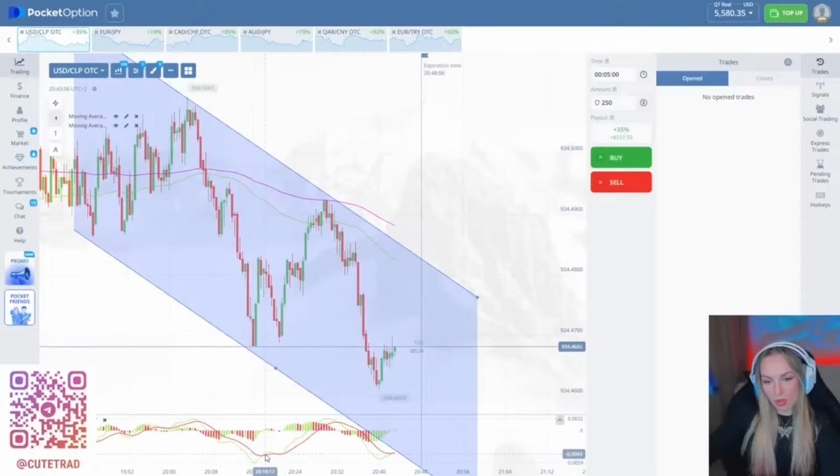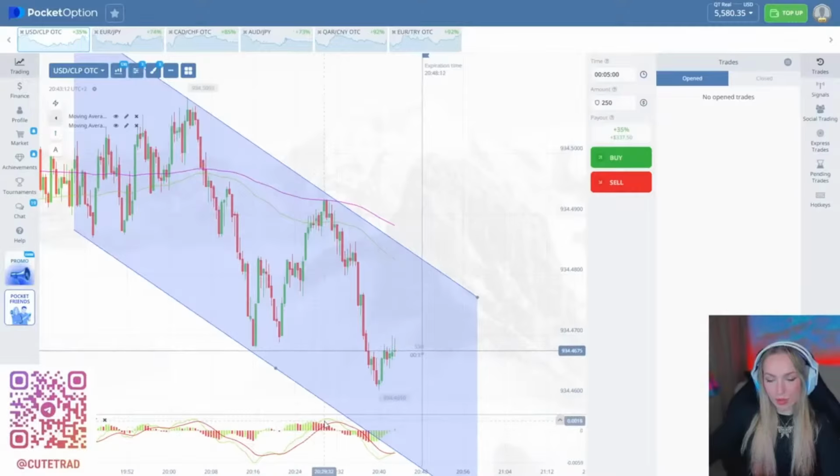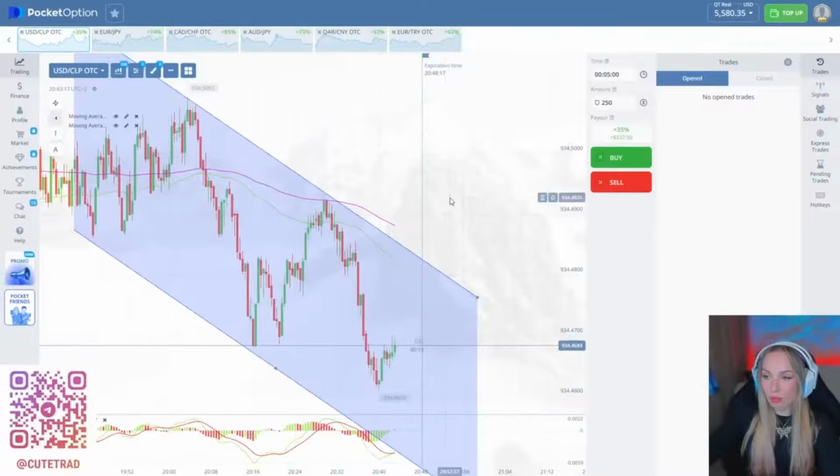Let me see, here was a really nice signal to open the trade in the upward direction at 8:18 and at 8:29. So it took 10 minutes for the price to go up.